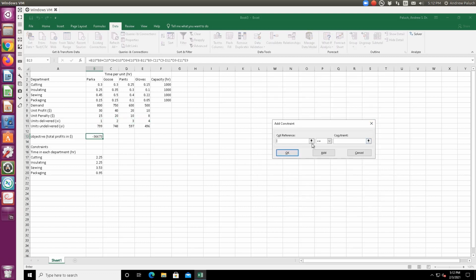Then I need to go through and add my constraints. So my constraints will be the time spent in the cutting department needs to be less than or equal to the capacity of the cutting department.